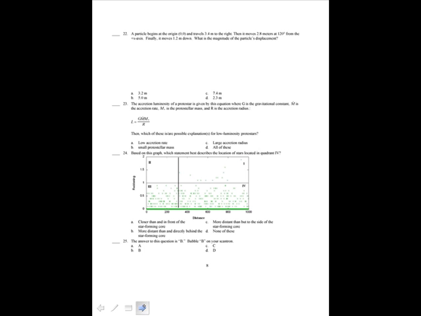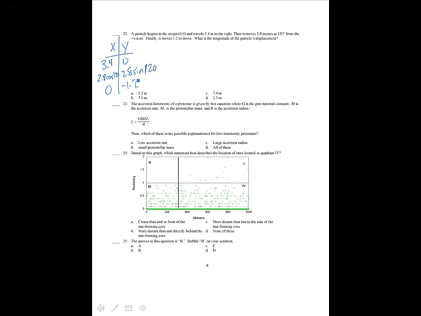32. A particle begins at the origin and travels 3.4 meters to the right, then 2.8 meters at 120 degrees, and finally it moves 1.2 meters down. What is the magnitude of the particle's displacement? Alright, this is just like the spelunker problem. It is 3.4 meters to the right, 3.4. The y component is 0, 2.8 cosine of 120, 2.8 sine of 120, and then 1.2 meters down, minus 1.2.